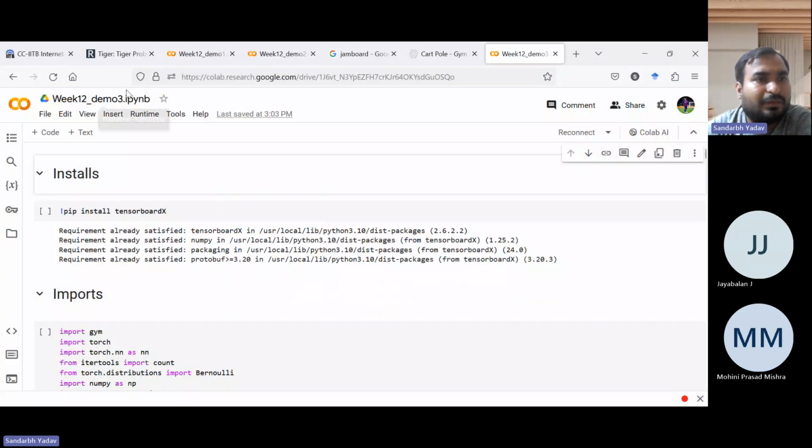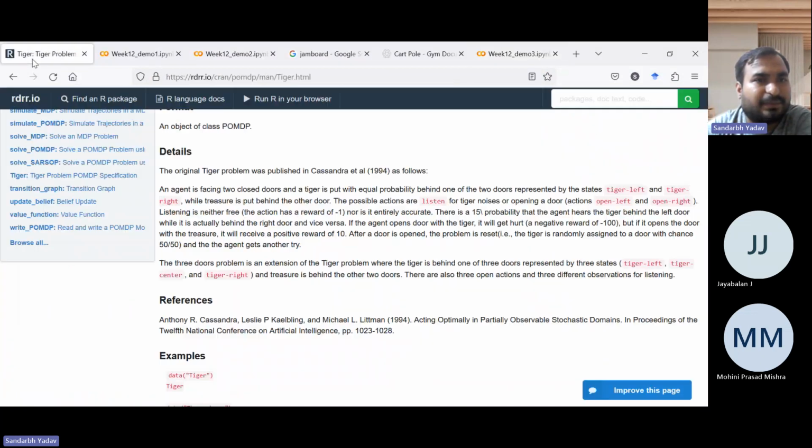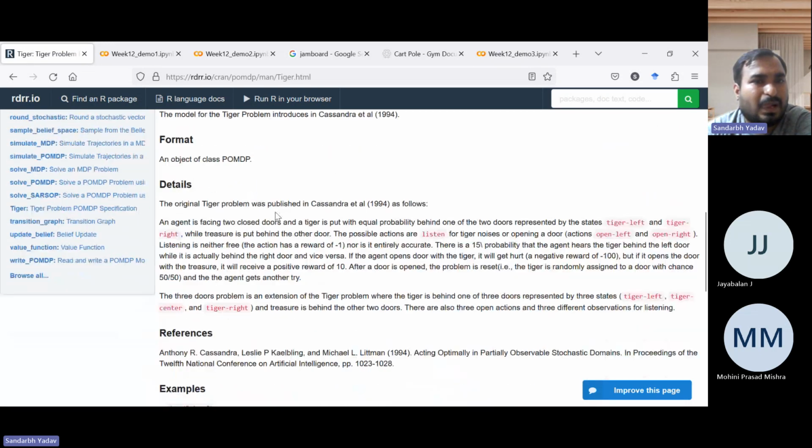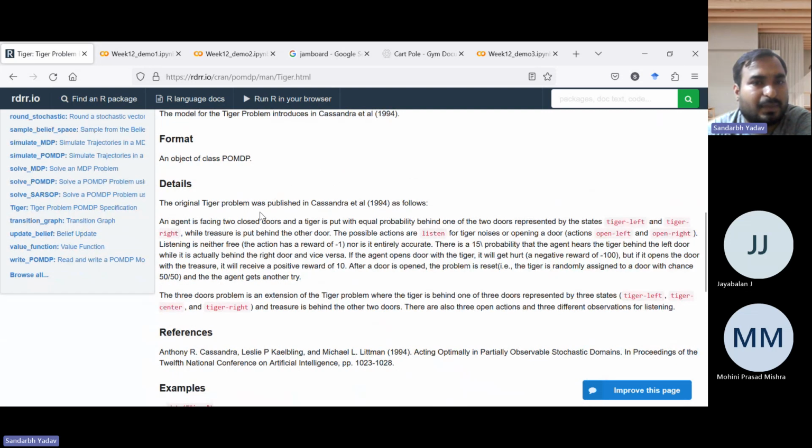Okay, so I won't spend much time in demos today, because we are already at 7:10. So for the first demo, I'll give a brief overview. This is the tiger problem. It says that an agent is facing two closed doors, and a tiger is put with equal probability behind one of these two doors. So two doors are there, named tiger left and tiger right, and the tiger can be with equal probability 0.5 behind either door. The other door will have the treasure.